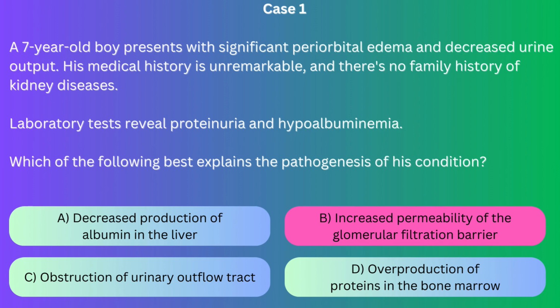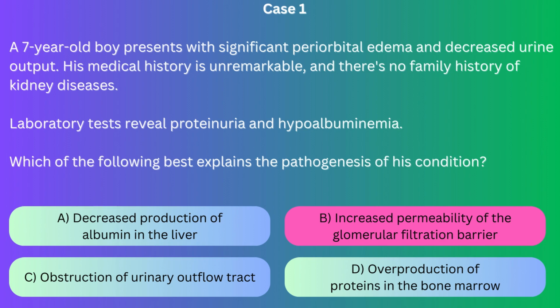Increased permeability of the glomerular filtration barrier is the primary pathogenic mechanism in nephrotic syndrome. This alteration allows proteins, especially albumin, to pass into the urine, leading to proteinuria and hypoalbuminemia, the hallmark of nephrotic syndrome. The choice number A, decreased production of albumin in the liver, is associated with conditions like liver disease.